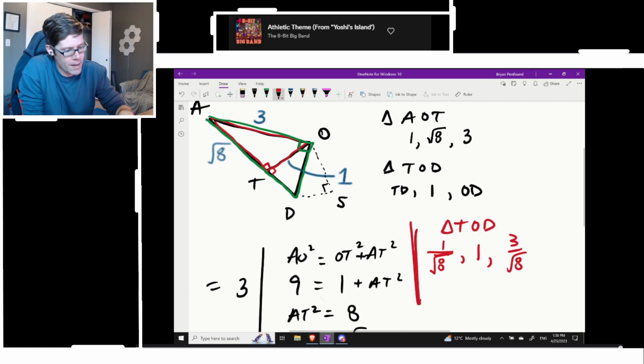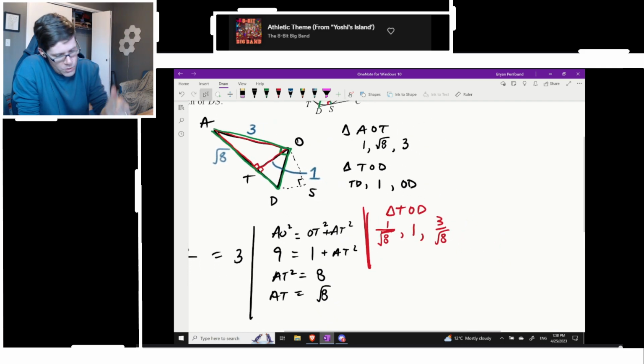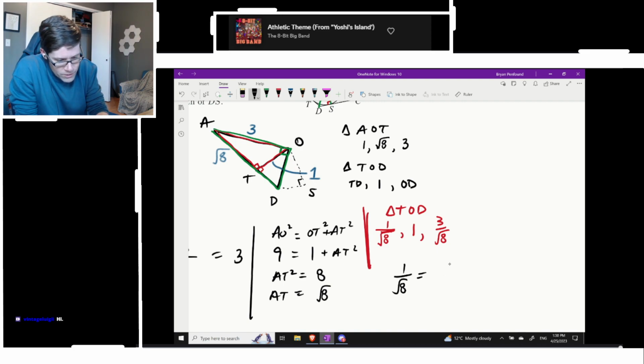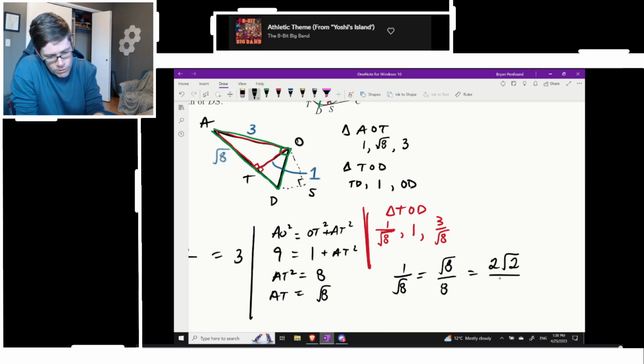I can't imagine they're going to want this answer as 1 over root 8, so we could probably take 1 over root 8 and multiply it by root 8 over 8, which is, we could take a 2 or a 4 out of there. So 2 root 2 over 8. So what is this? Root 2 over 4?